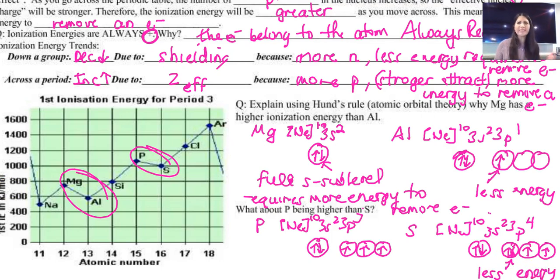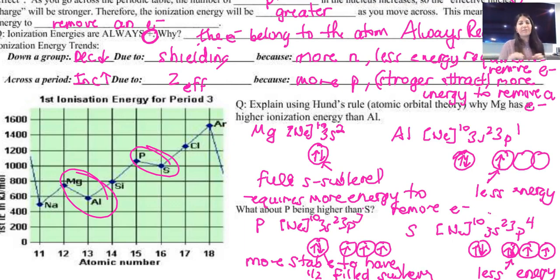Well, this is weird. It's not a full S sublevel, but it's half full. For some reason, the scientists have done these calculations based on probability, and they have said that if it's a half full sublevel, it actually requires more energy to pull off. So it's slightly more stable to have a half-filled S sublevel, or in this case, it's a P sublevel. Okay, so then that makes it a little bit more stable.